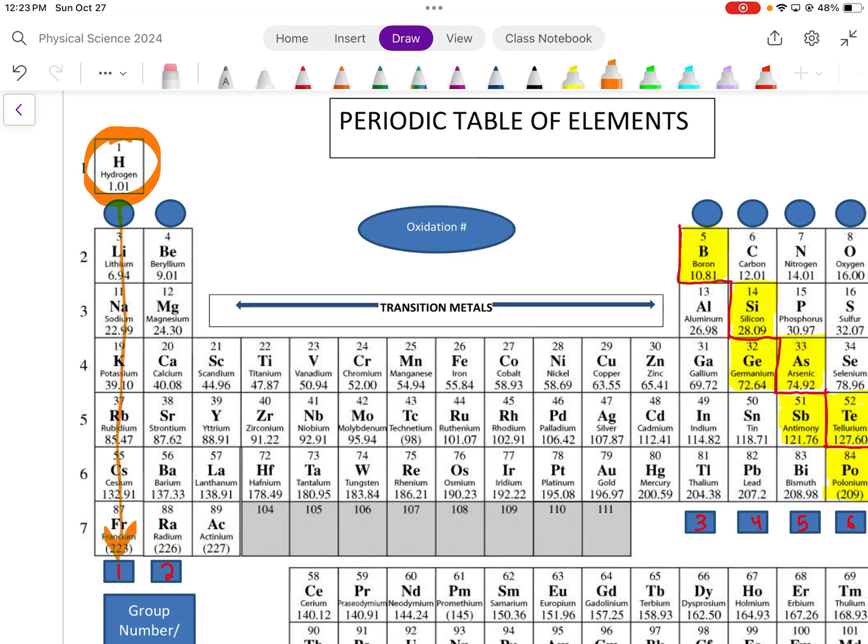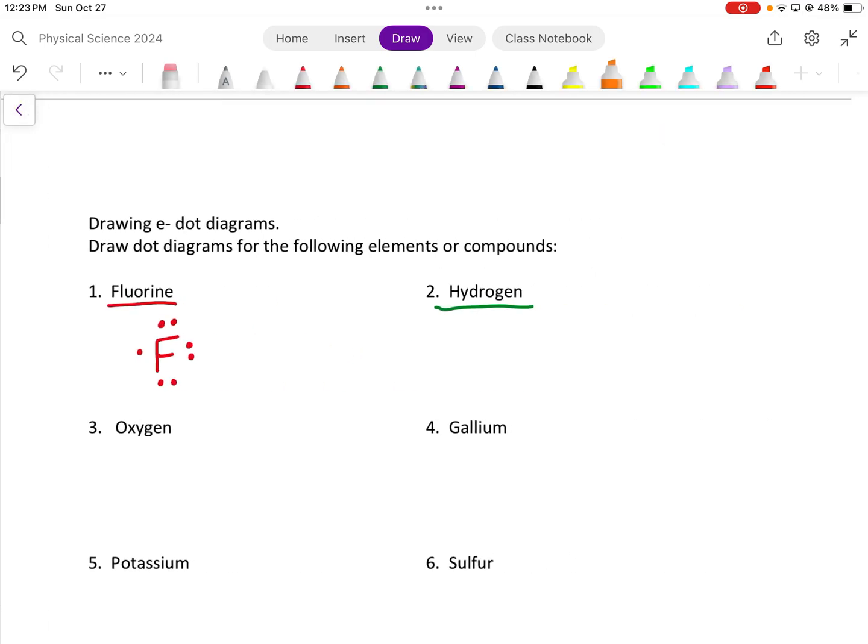And so how many valence electrons does hydrogen have? Based on what we wrote on our periodic table, hydrogen only has 1 valence electron. So I'll go back to my homework sheet. I'll write the symbol H and 1 valence electron. And that's all we need to do for hydrogen. That completes our dot diagram for hydrogen. That's all there is to it. It just has 1 valence electron.